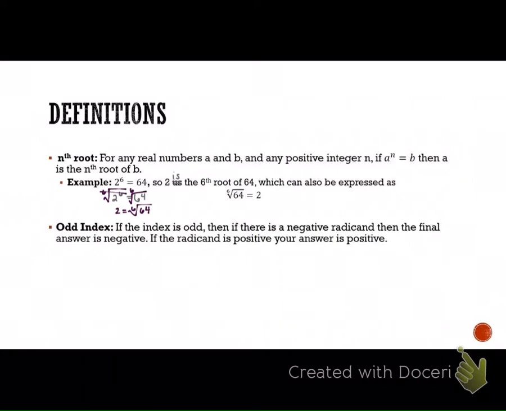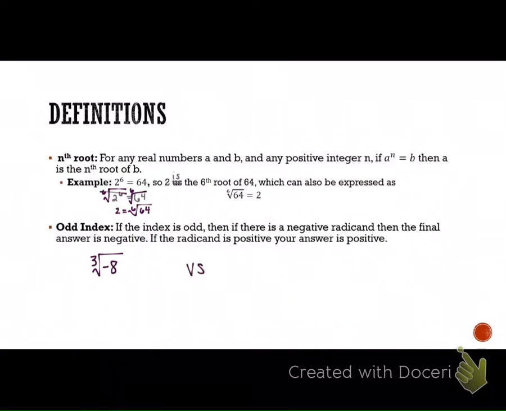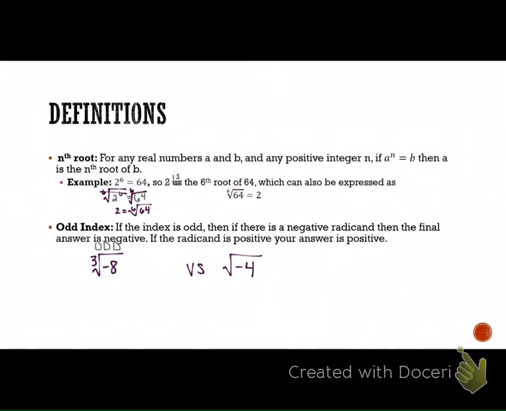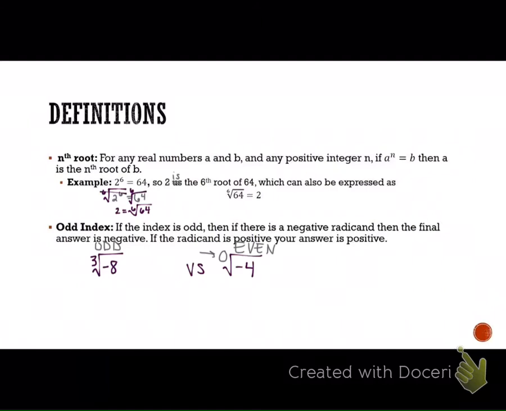So if your index is odd, then if there's a negative radicand, the final answer is negative. If the radicand is positive, your answer is positive. So think about this. The cube root of negative 8 versus the square root of negative 4. So this is an odd index, and this is an even index because our index is 2 when nothing is there, right?